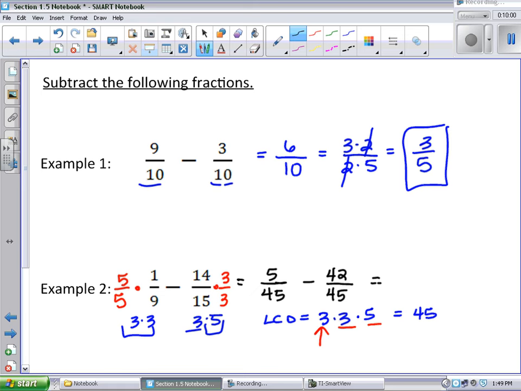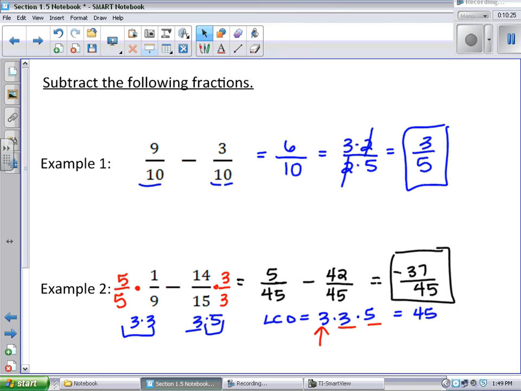Now, if you have a hard time with doing the arithmetic, make sure you're doing that 14 times 3 on your calculator. 5 minus 42. Again, if that's difficult for you, do that on the calculator. 5 minus 42 is negative 37. Keep the common denominator 45. And this fraction happens to be in lowest terms.